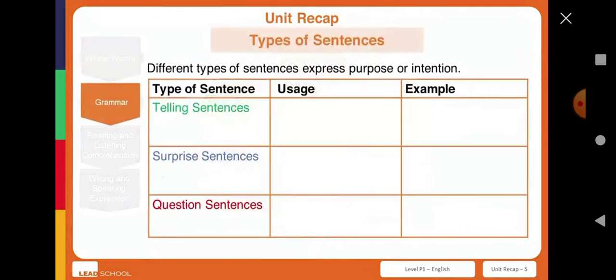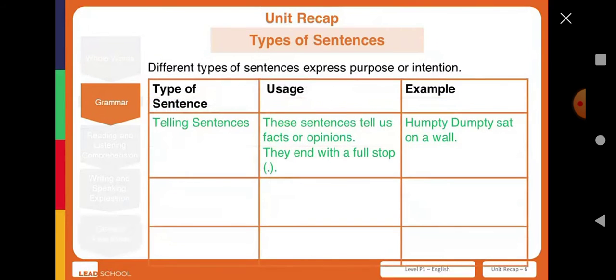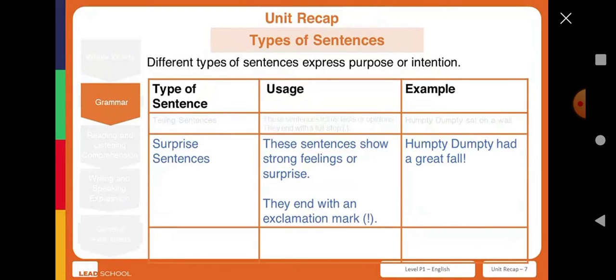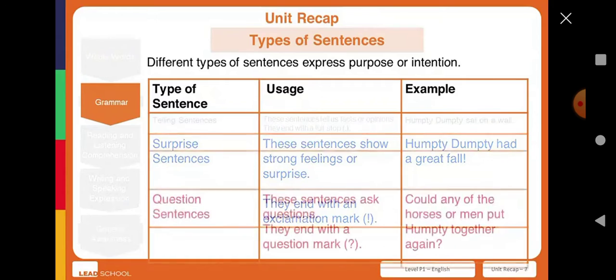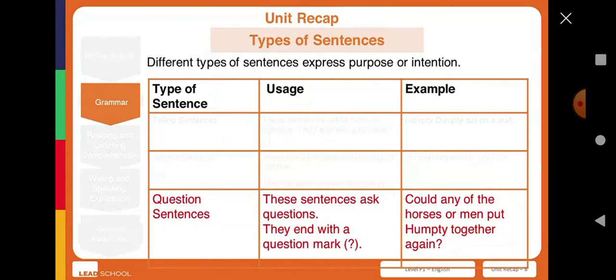In grammar, we learned and practiced the different types of sentences. We also practiced how to use them correctly while writing. We learned that telling sentences tell us facts or opinions. They always end with a full stop. Similarly, we learned that surprise sentences show strong feelings or surprise. They end with an exclamation mark. We also learned that question sentences ask questions. They end with a question mark.